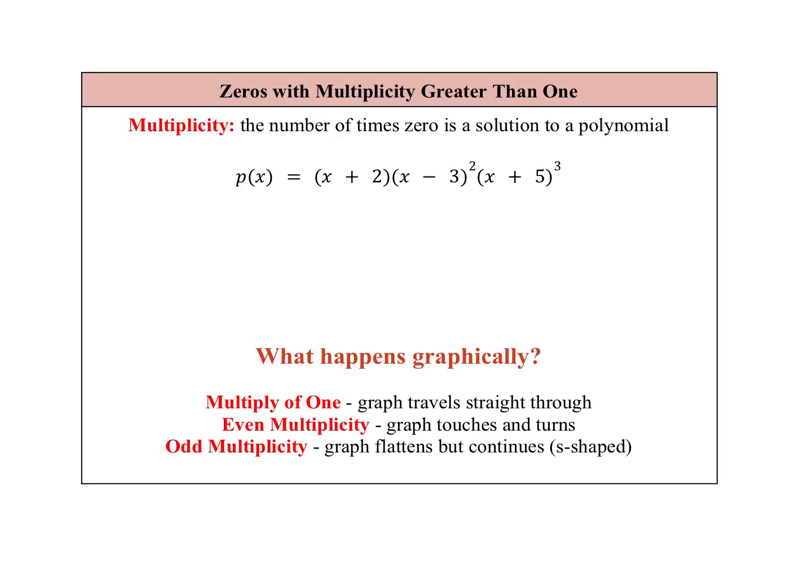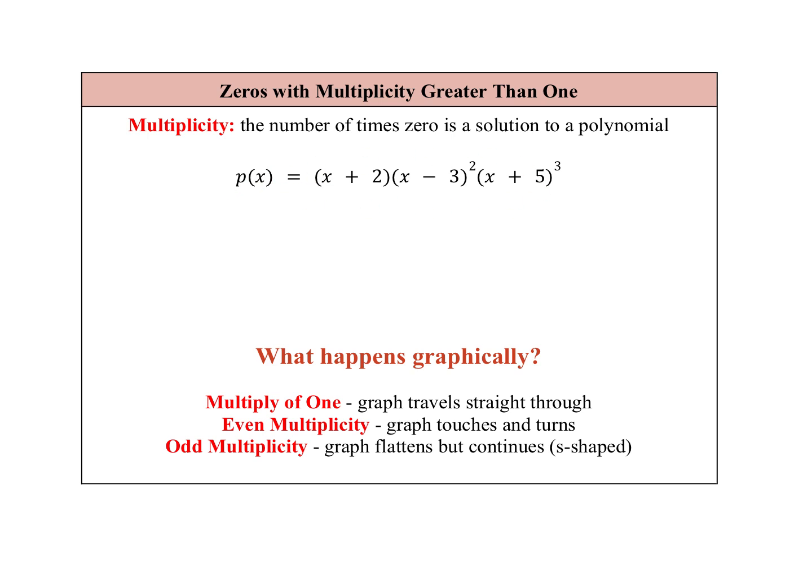So there is one extra thing we need to watch out for when we're graphing from factored form, and that's zeros with a multiplicity greater than 1. So what is a multiplicity? This is a casual way of stating it, but it's the number of times that zero is a solution. Okay, so the number of times the zero is a zero.